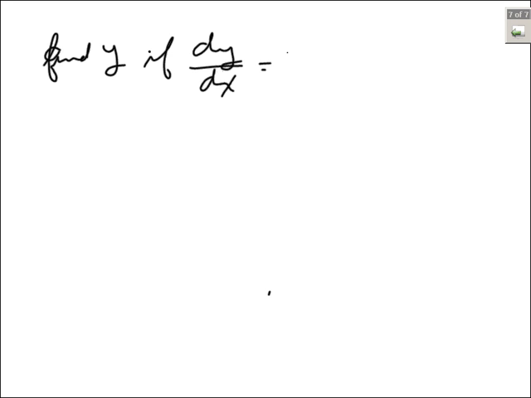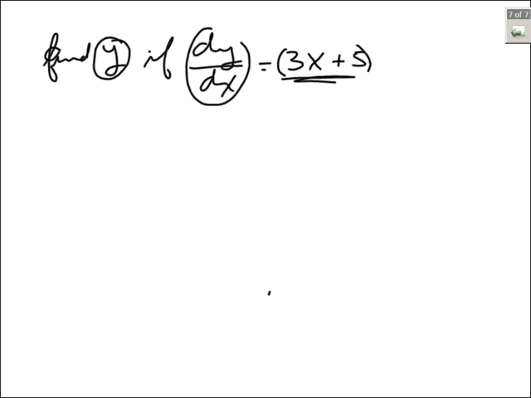So, suppose instead I say find y if dy/dx is 3x plus 5. So basically, I'm giving you the derivative, here it is, and I'm asking you for the original function. I'm asking you to undo the derivative. That is, I'm asking you for the antiderivative.